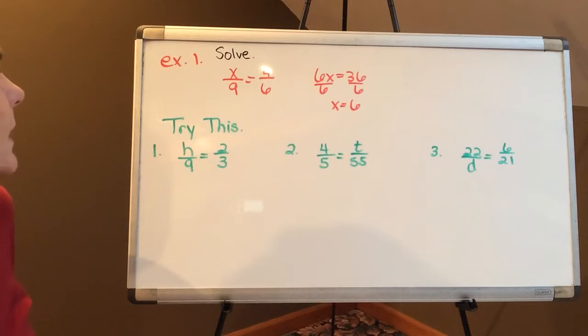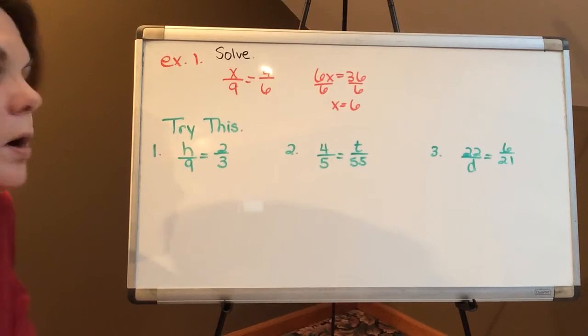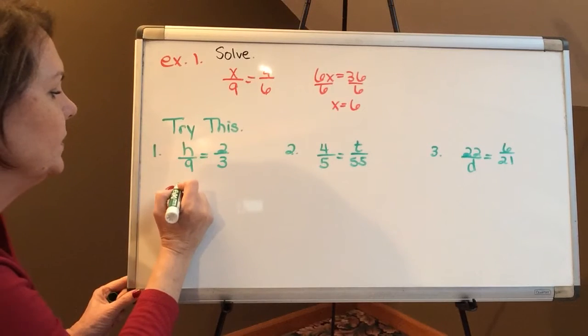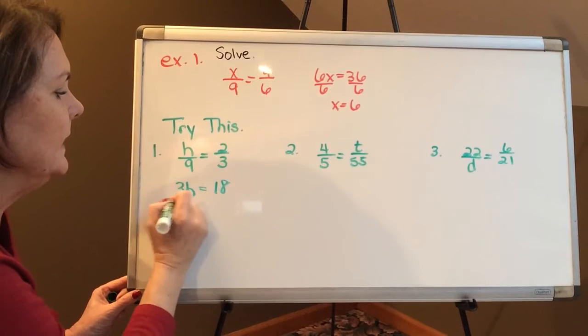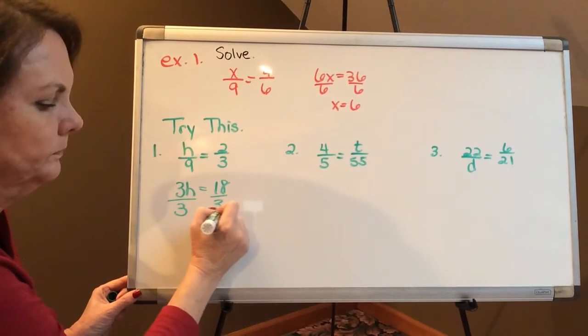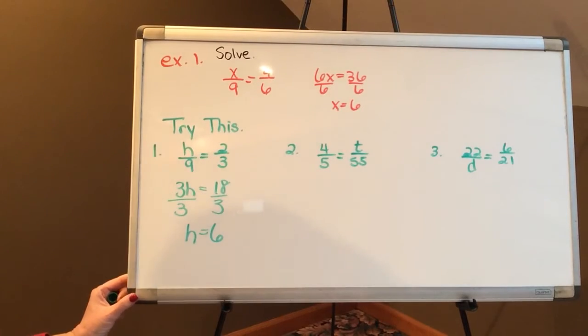Look at try this. Number 1, h over 9 equals 2 over 3. Use cross products. So 3 times h equals 3h. 9 times 2 equals 18. And then divide by 3. And h equals 6. Real easy.